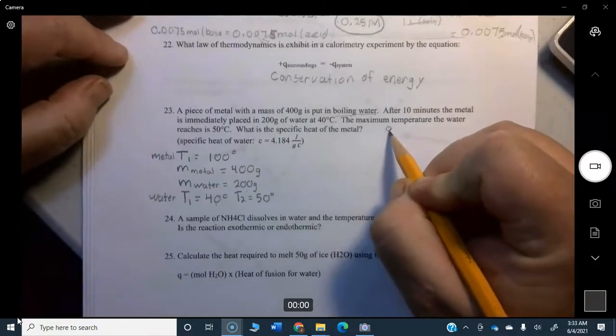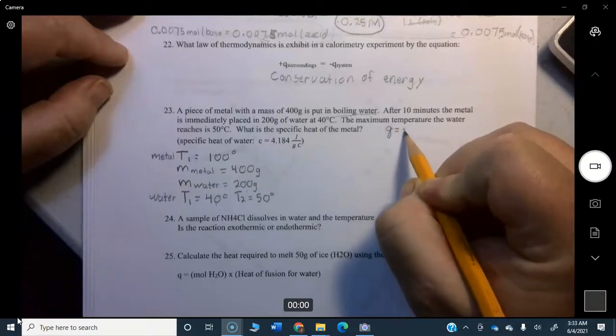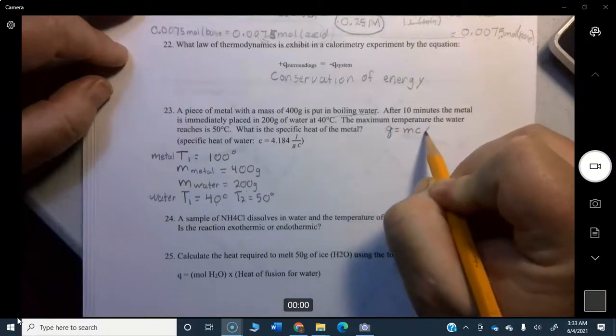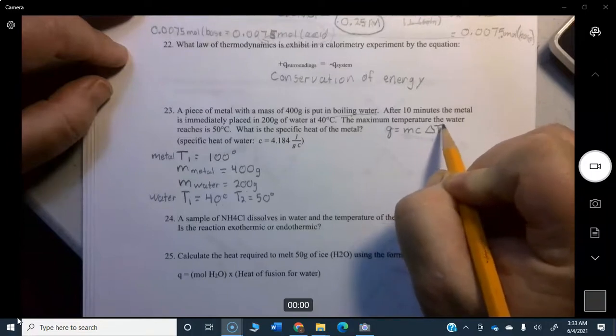Okay, so now they want to know the specific heat of the metal. So the formula, anytime you have a specific heat, is Q, that's heat, equals mass times specific heat times delta T, change in temperature. Okay? Okay, so even though this problem looks different than any that we've done, it's really the same thing. You have an amount of water, you have a certain mass of water. You're going to put a hot piece of metal into it. The heat is going to come out of the metal, because it's much hotter than the water is, and it's going to go into the water.